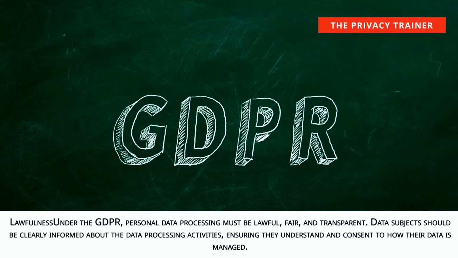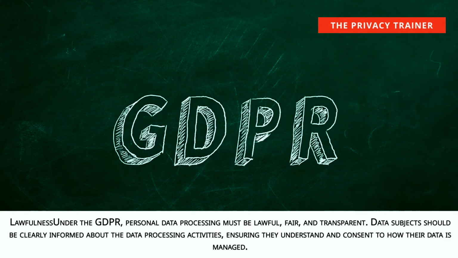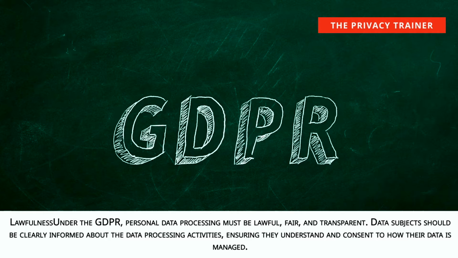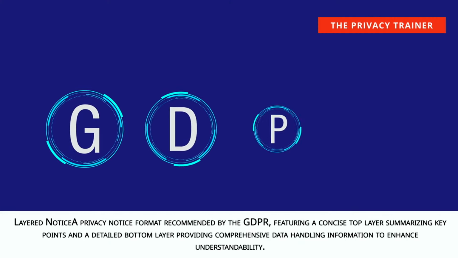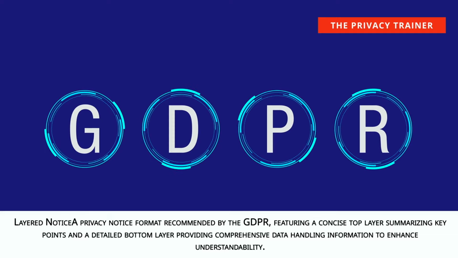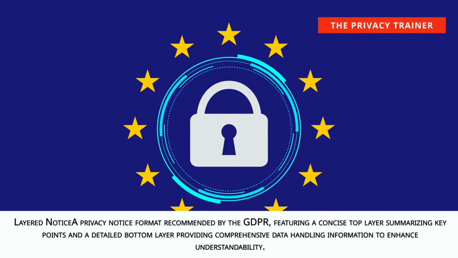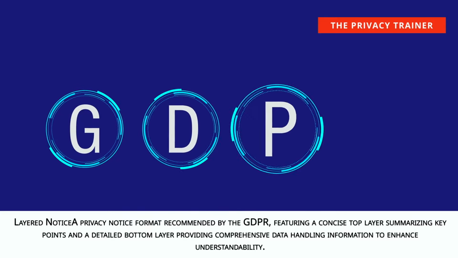Lawfulness under the GDPR: personal data processing must be lawful, fair, and transparent. Data subjects should be clearly informed about the data processing activities, ensuring they understand and consent to how the data is managed. Layered notice: a privacy notice format recommended by the GDPR, featuring a concise top layer summarizing key points and a detailed bottom layer providing comprehensive data handling information to enhance understandability.